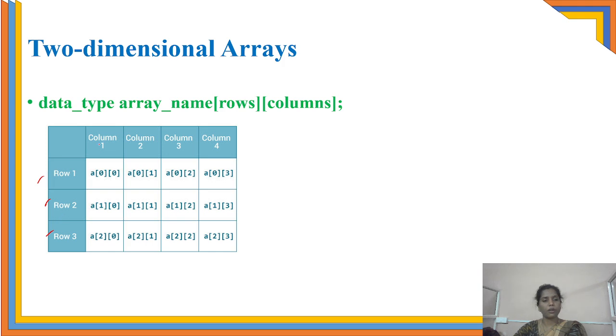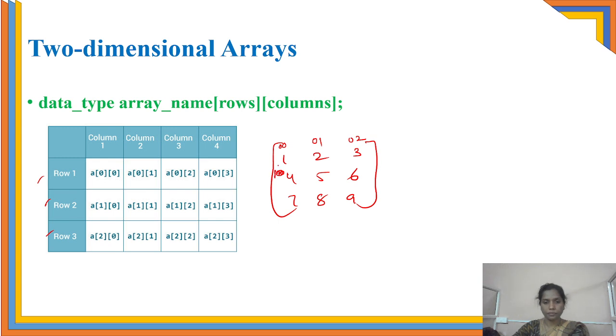The elements will be stored in rows and columns. So for example, a matrix 1, 2, 3, 4, 5, 6, 7, 8, 9. This is 0th row 0th column, 0th row first column, 0th row second column. First row 0th column, first row first column, first row second column. Next, second row: 2 0, 2 1, 2 2. In this way, the elements will be stored in matrix form.